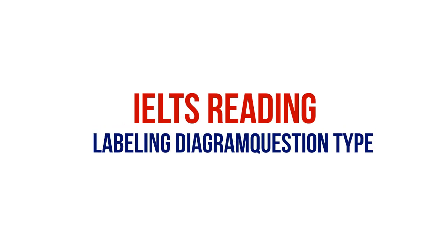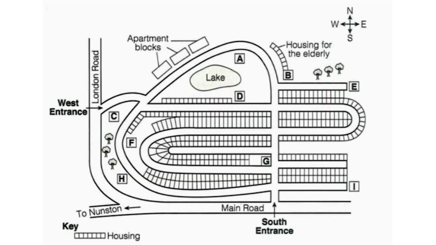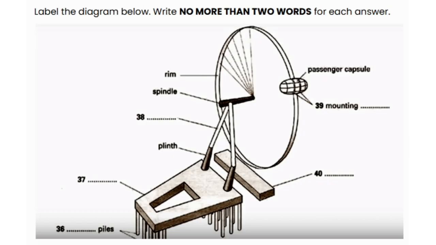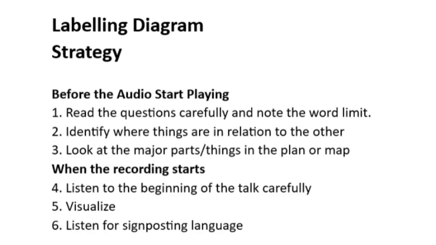Today we'll be doing labeling diagram. Sometimes it's labeling map, sometimes you're labeling plan, sometimes you're labeling an object. Now, I don't want to waste your time. Let's go straight up with this strategy.